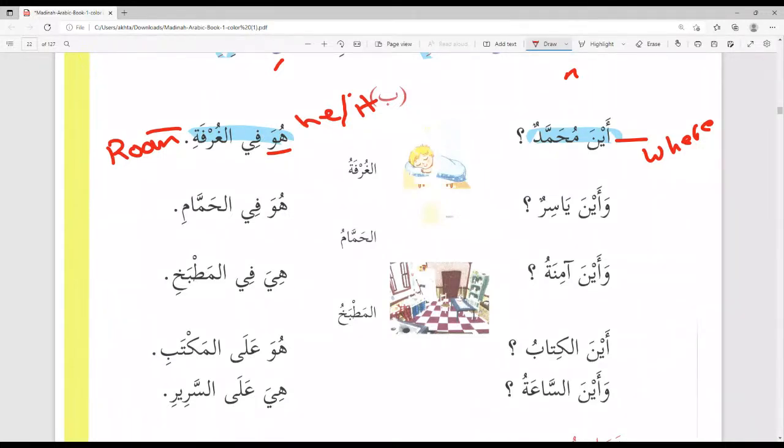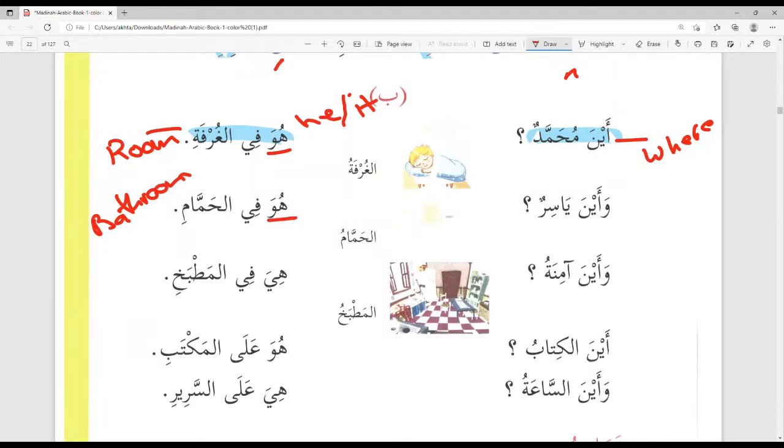So هو, he's in. Hammam is a new word, bathroom. There are a few translations: hammam is also known as steam rooms. They call them hammam. Also, I think it's an old word for swimming as well. هو في الحمام. So where is أين ياسر؟ هو في الحمام. نعم.